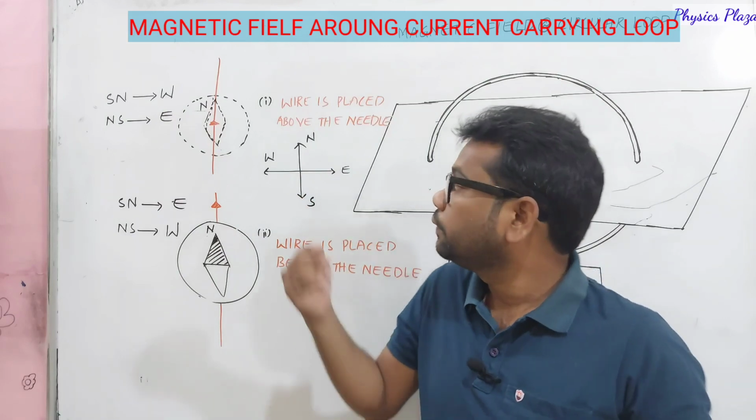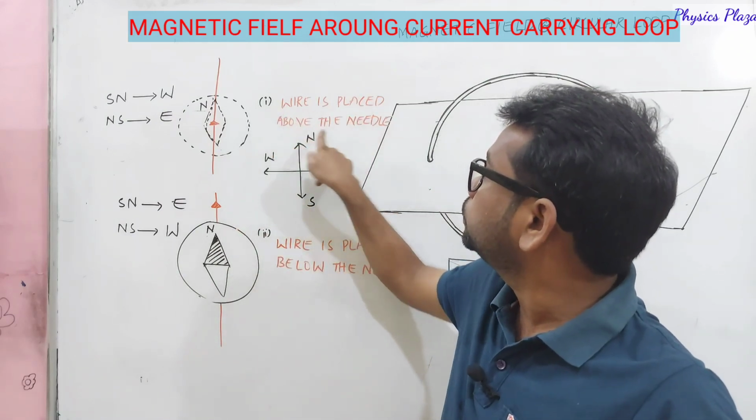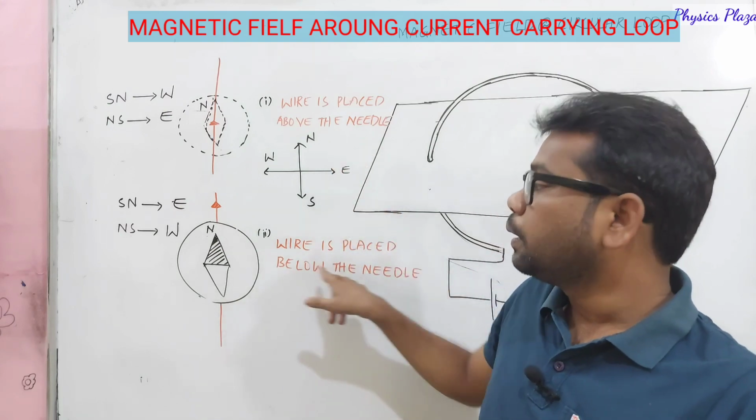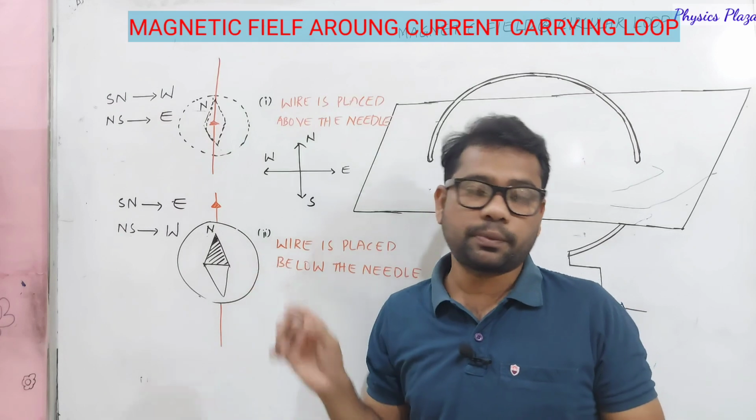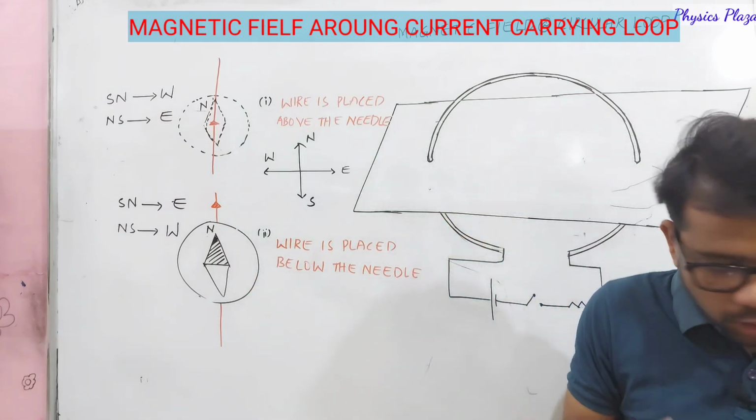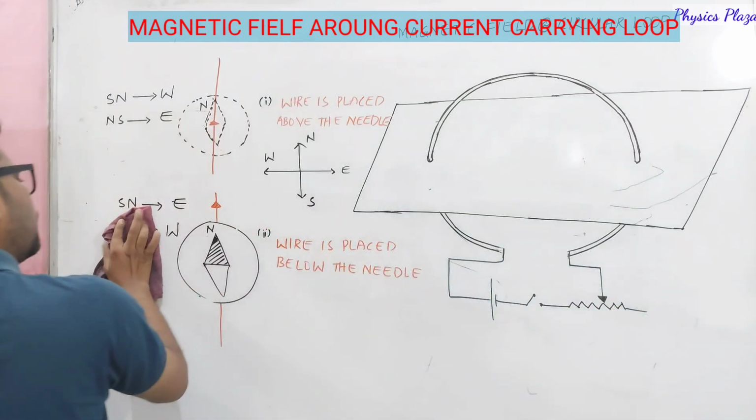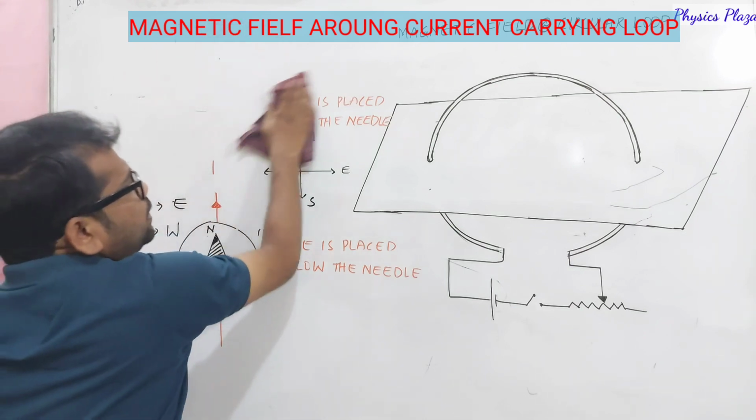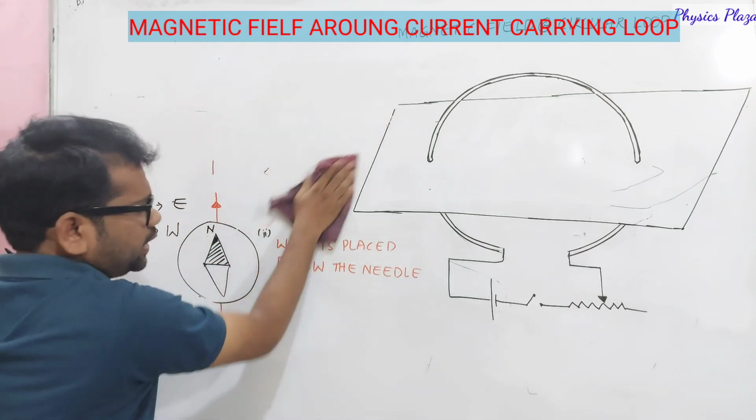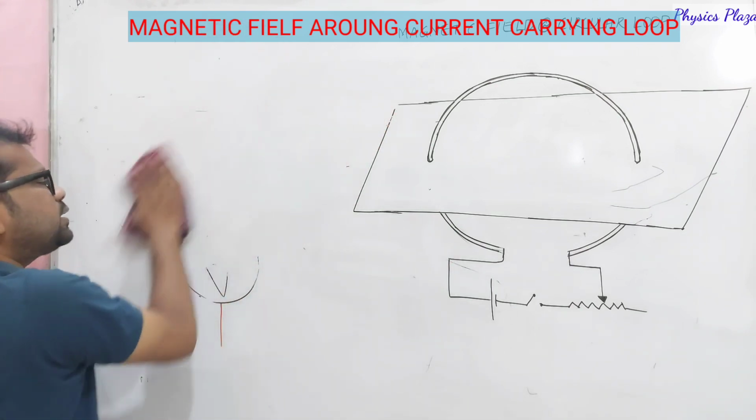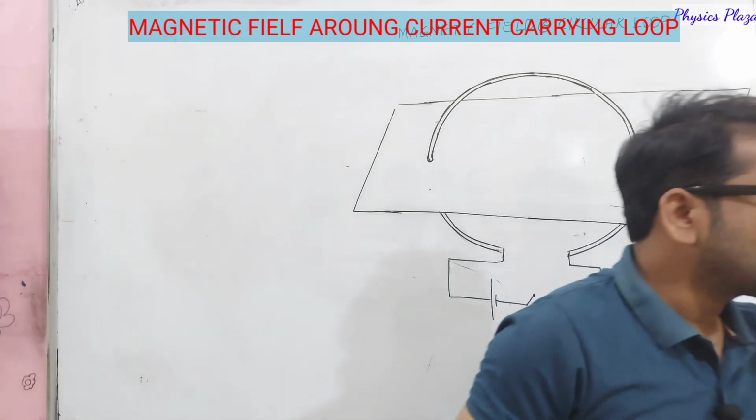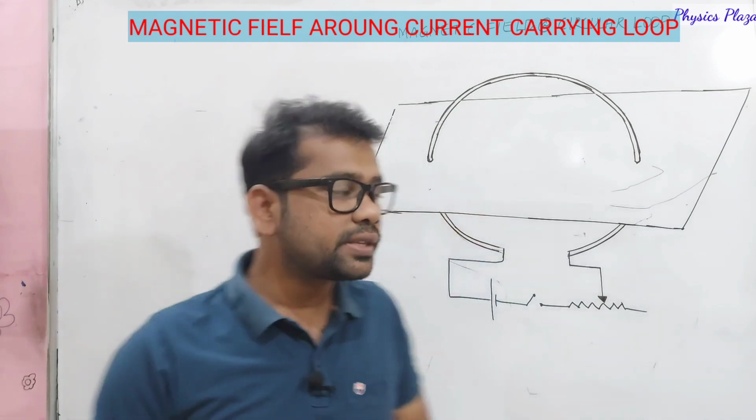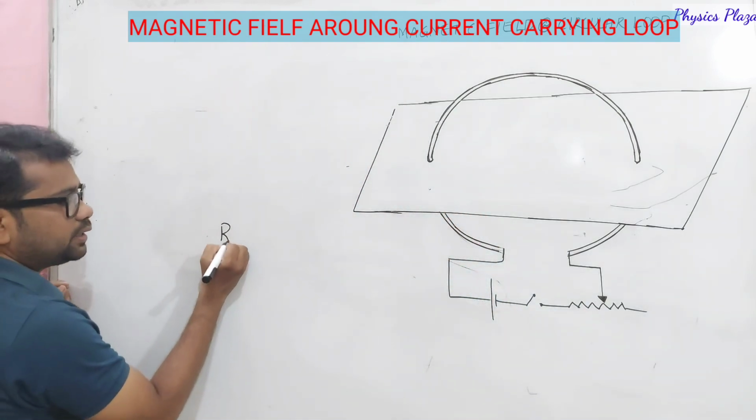When the wire is placed above the needle and when it is placed below the needle, these are the conclusions of Oersted's experiment. With the help of Oersted's experiment, it is very clear that there will be a magnetic field around the current carrying wire. But we cannot say in what direction that field is. For that we have the right hand thumb rule. We discussed the right hand thumb rule.